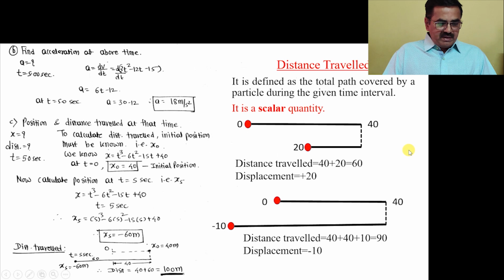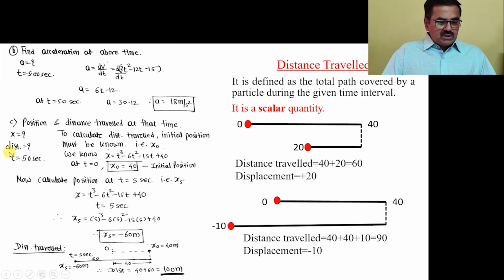Now part B. Find acceleration at the above time. So here acceleration is equal to dv by dt. So a is equal to 6t minus 12. So t is equal to 5 seconds. Acceleration is equal to 18 meter per second square. So in this way we can find the acceleration of the particle at the above time.